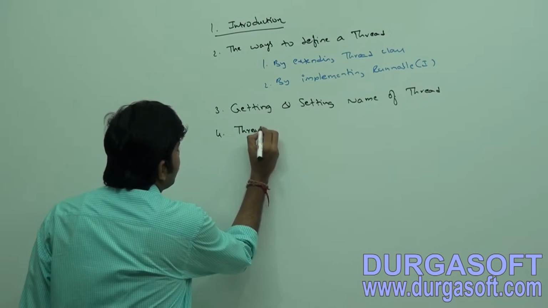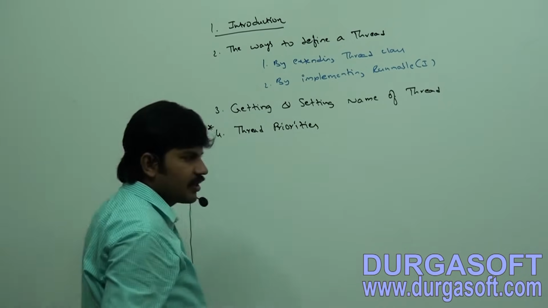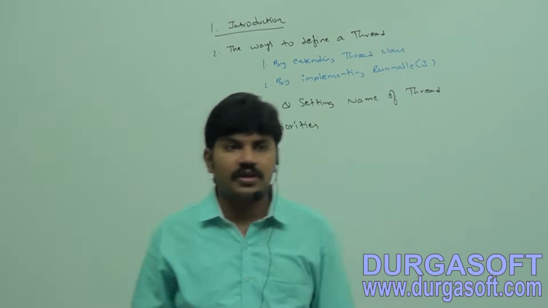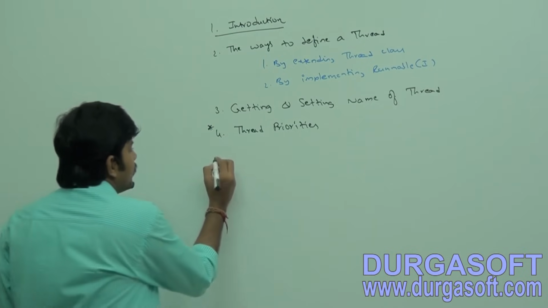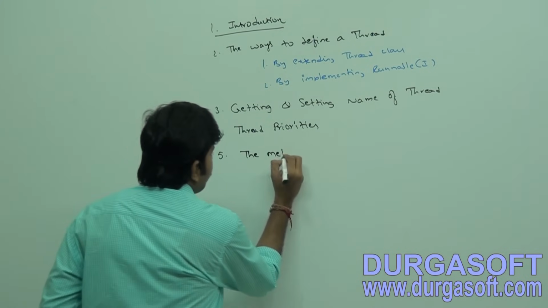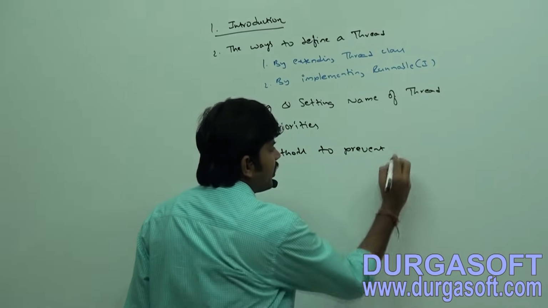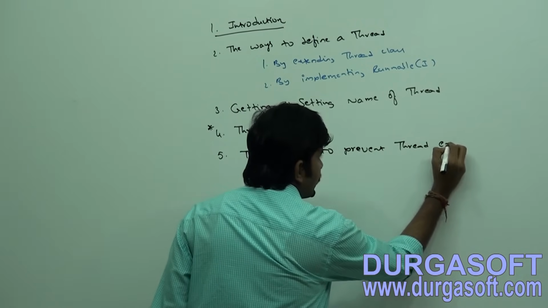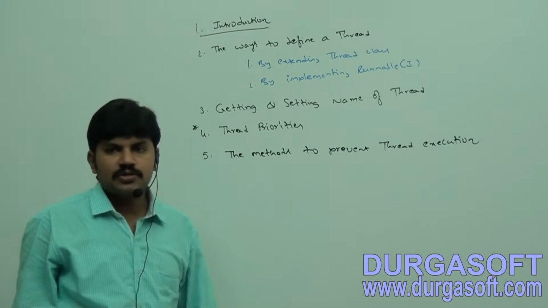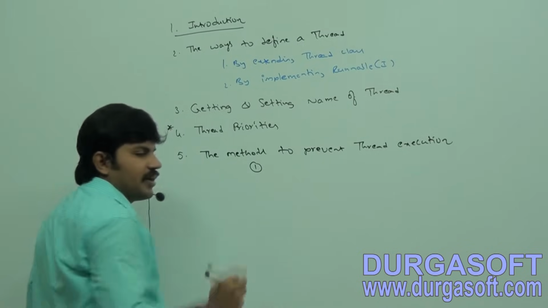Next, a very important concept, thread priorities, I have to explain. Are you getting that? Hardly 1.5 hours I will spend on thread priorities. A very important concept for the interview room. Thread priorities. Next, after thread priorities, the methods to prevent thread execution. There are a few methods to prevent thread execution.